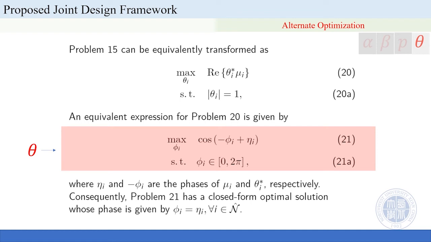An equivalent expression for problem 20 is given by 21, where eta_i and phi_i are the phases of mu_i and theta_i, respectively. Consequently, problem 21 has a closed-form optimal solution, whose phase is given by phi_i equals eta_i. Based on the above discussions, the procedure sequentially optimizes theta_1, theta_2, up to theta_N-hat, and then repeats until convergence is attained.